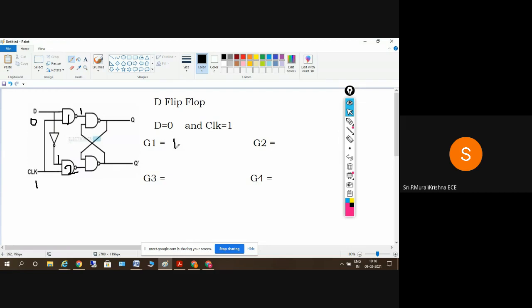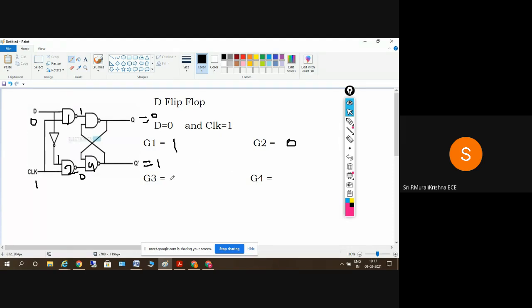So G1 is 1 and G2 is equal to 0. Okay. Now the value of G2, this is 0, right? When one of the inputs of the NAND gate is 0, what is the output here? The output of G4 is equal to 1, and I'll get G3 as 0 here.